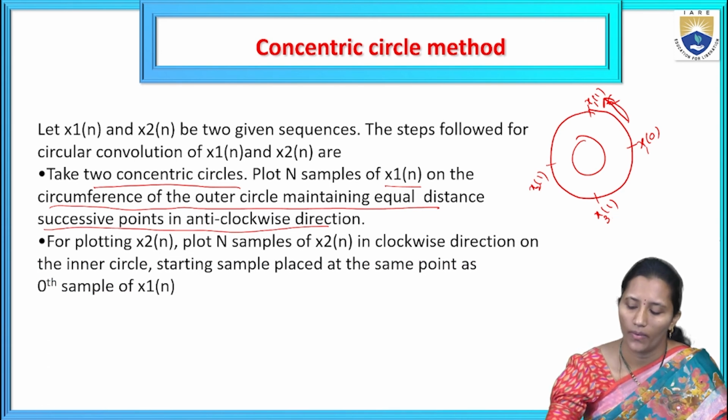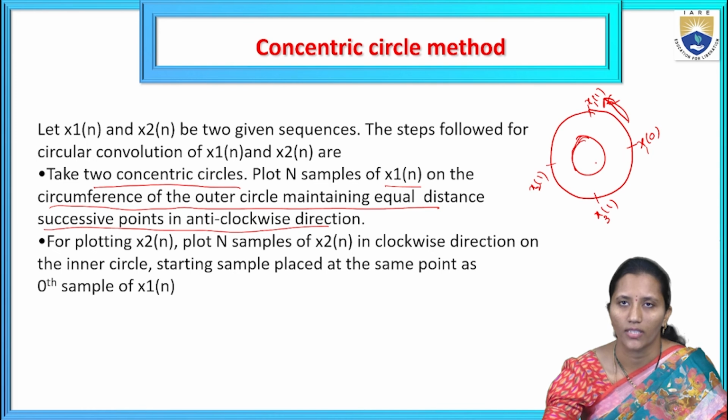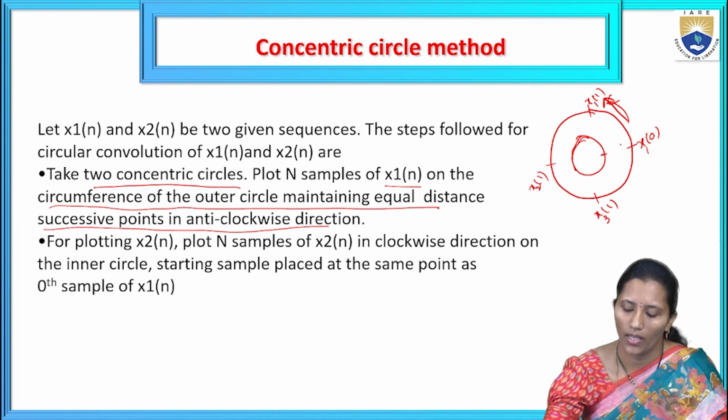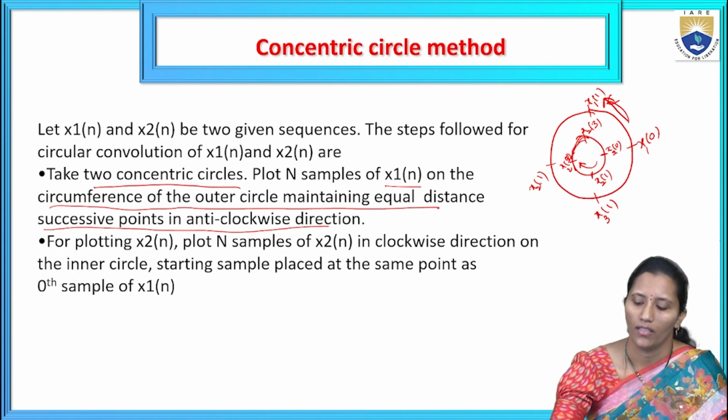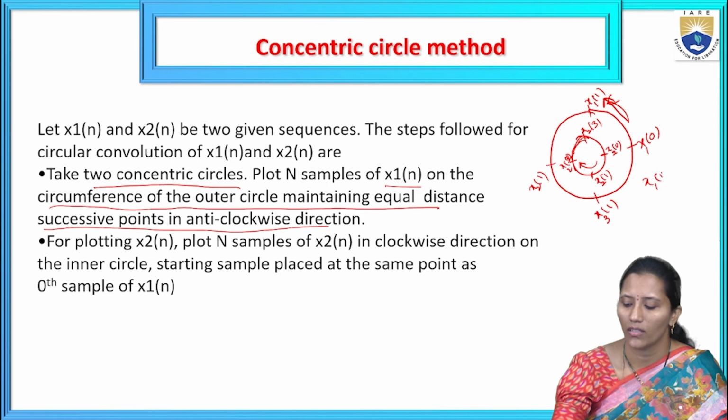For plotting x2 of n, the inner circle is for the other sequence, x2 of n. We take the same index starting, so x2 of 0, and represent the sequence at equal distances. We represent this sequence in the clockwise direction: x2 of 0, 1, 2, 3. So the outer circle is in the anti-clockwise direction and the inner circle in the clockwise direction. And the lengths of these two sequences should be equal.